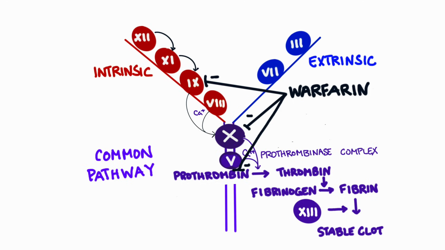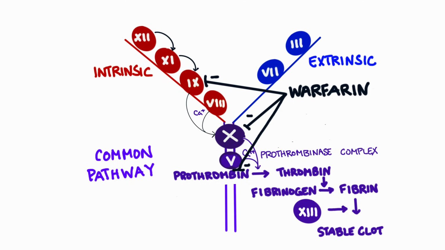Warfarin works by inhibiting an enzyme responsible for recycling and making vitamin K active. Without active vitamin K, the liver cannot properly activate specific coagulation factors like 2, 7, 9, and 10, leading to anticoagulation effects by essentially blocking the common coagulation pathway plus more.